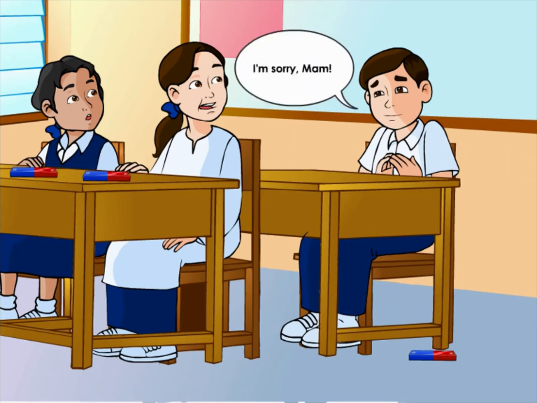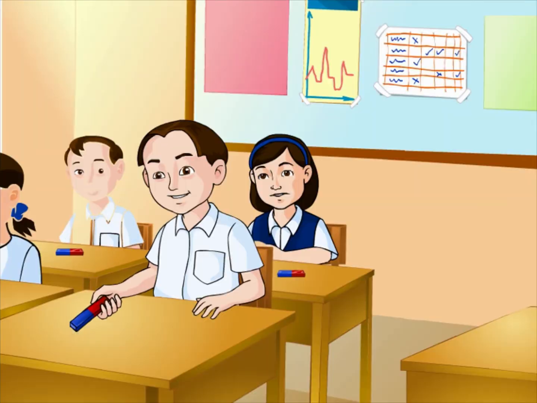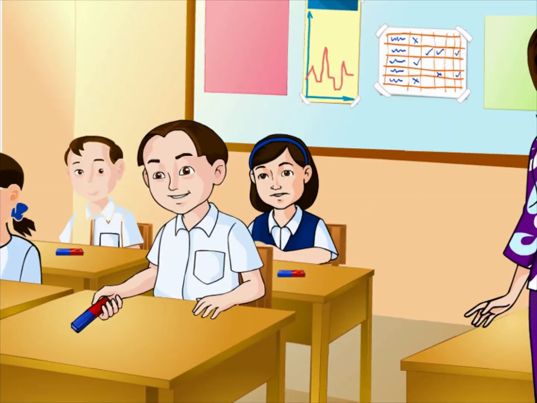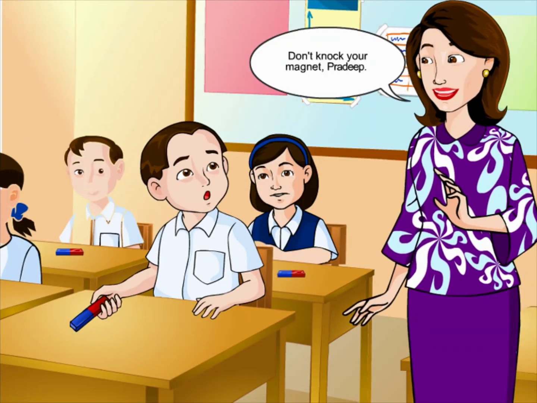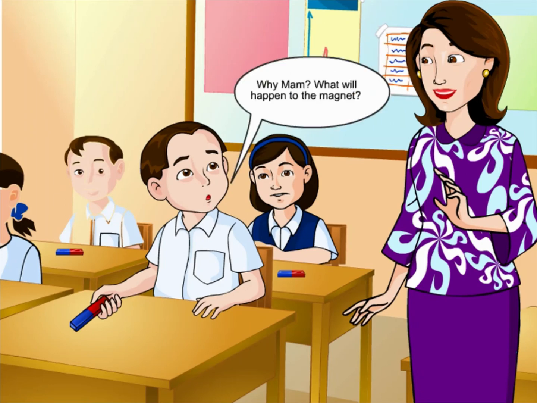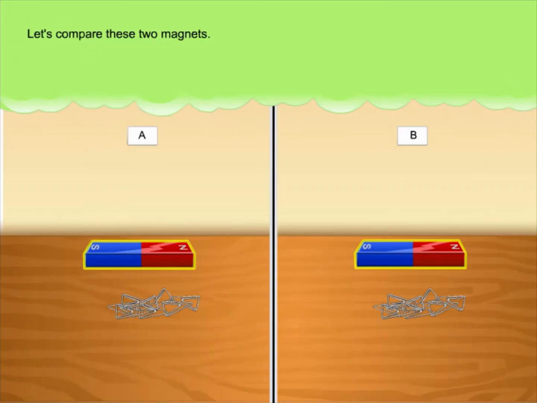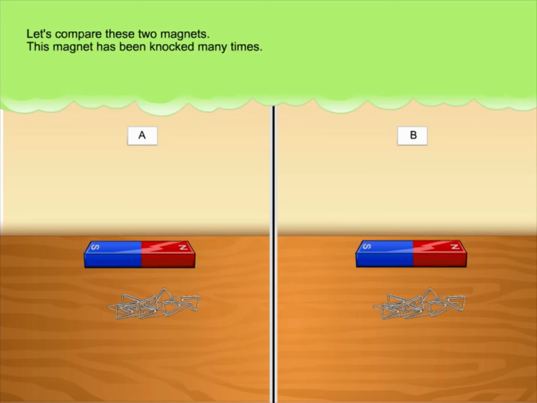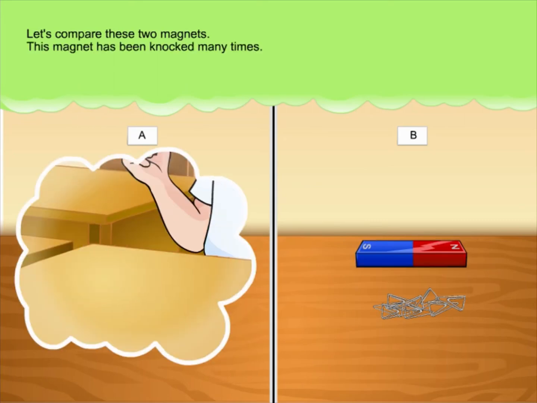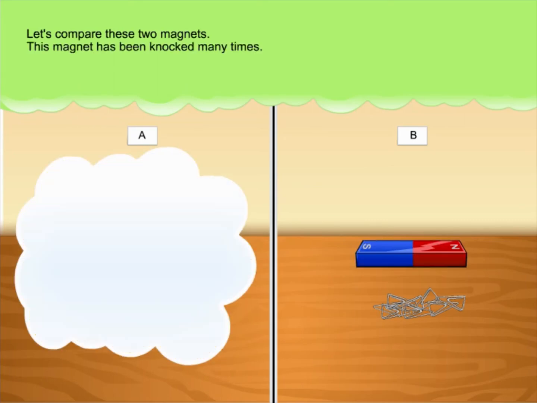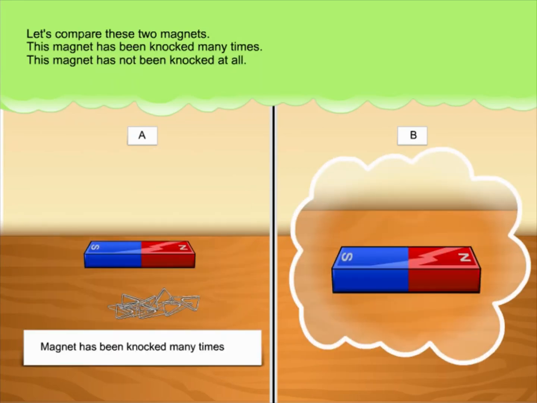I'm sorry, ma'am. Don't knock your magnet, Pradeep. Why, ma'am? What'll happen to the magnet? Let's find out. Let's compare these two magnets. This magnet has been knocked many times. This magnet has not been knocked at all.